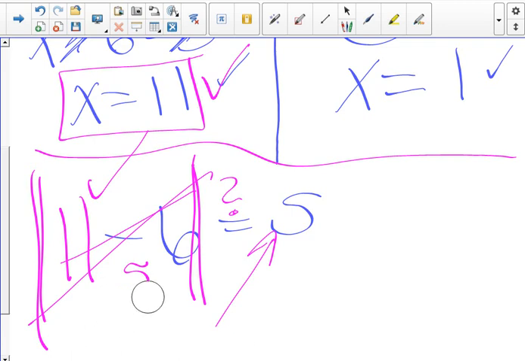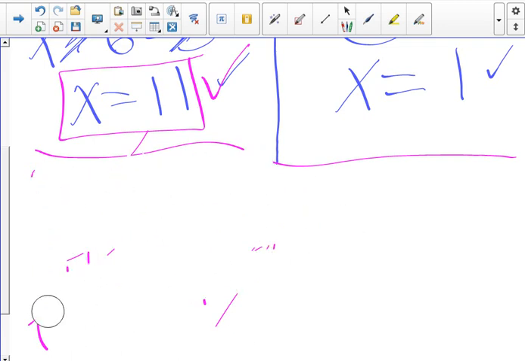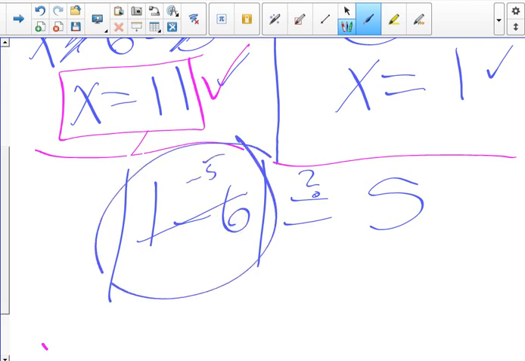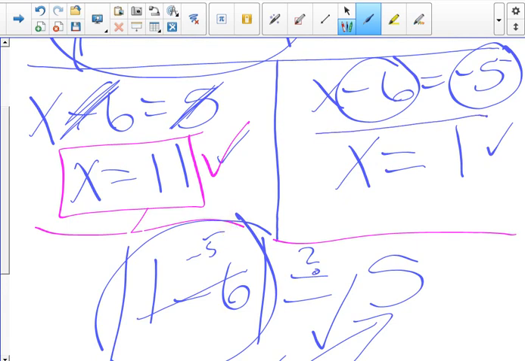Now let's do the same for 1. So now we're going to have the absolute value of 1 minus 6 equal 5. Does it equal 5? Now 1 minus 6 is going to be negative 5. Well, the absolute value of negative 5 is 5, and 5 does equal 5. So yes, it checks out also. So we not only solved it both ways, we proved that's the answer.